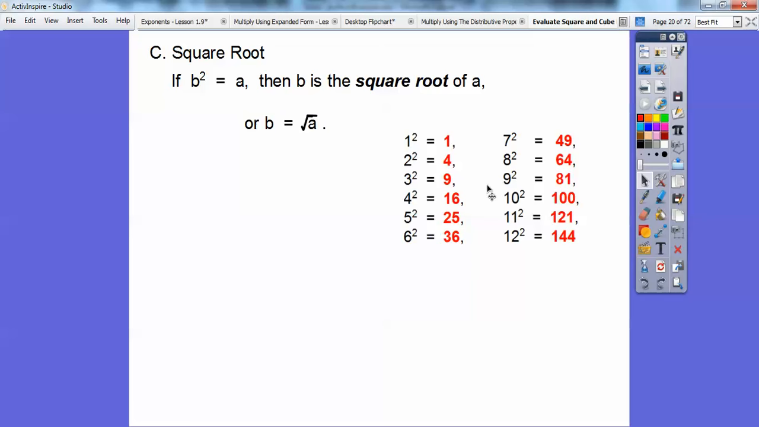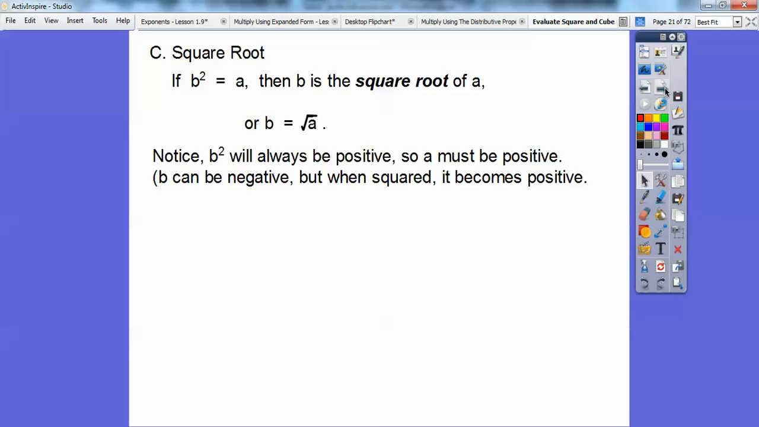The square roots of all these red numbers are going to be all these black numbers that are being raised to the second power. Notice our b squared will always be positive, whether b is positive or negative. If I squared negative 2, negative 2 times negative 2 is a positive 4. Since b squared is always positive, then a must always be positive. So the square root of a must always be positive also. I can never square root a negative number.